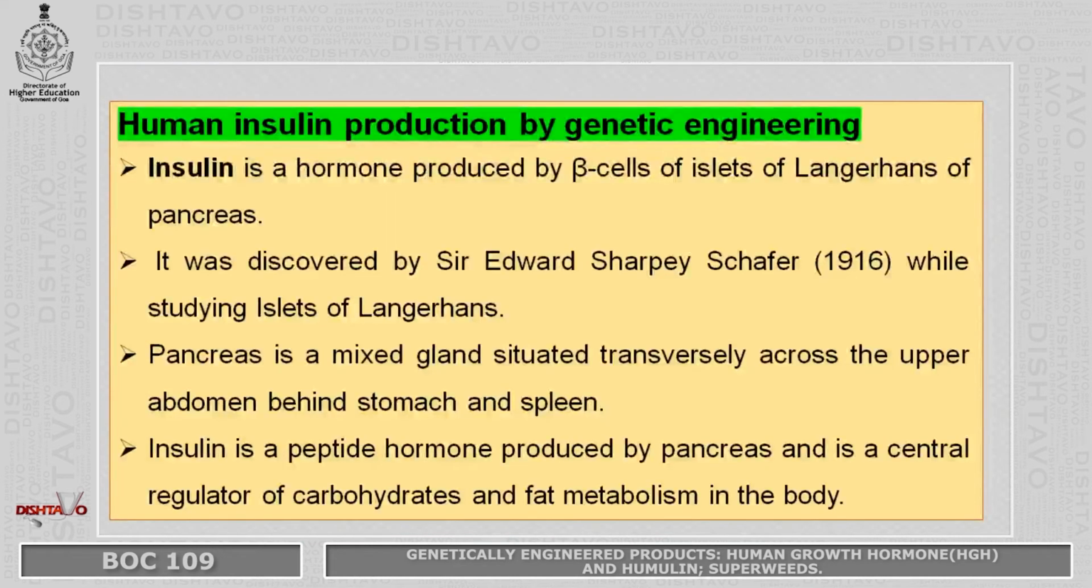Human insulin production by genetic engineering. Now, insulin is a hormone produced by beta cells of the islets of Langerhans of the pancreas. It was first discovered by Sir Edward while studying the islets of Langerhans. The pancreas is a mixed gland situated transversely across the upper abdomen behind the stomach and spleen. Insulin is a peptide hormone which is produced by the pancreas and is a central regulator for carbohydrate and fat metabolism in the body.